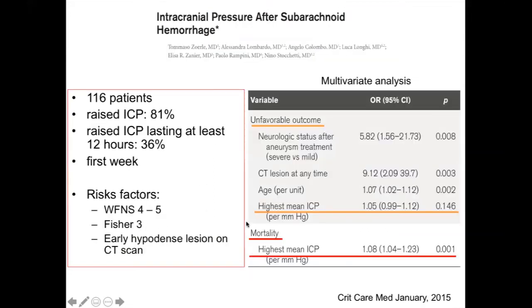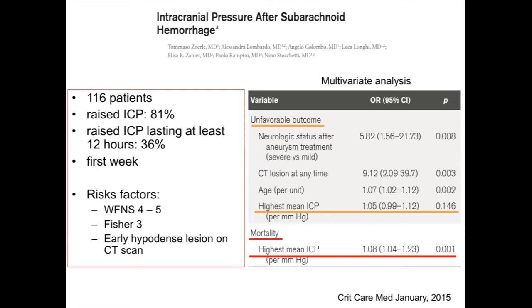In terms of intracranial hypertension after SAH, we published this paper investigating more than 100 patients with SAH. Intracranial hypertension was seen in more than 80% of the patients, and prolonged intracranial hypertension lasting more than 12 hours in one out of 3 patients. The worst day was day 3, but intracranial hypertension was basically a problem of the entire first week.